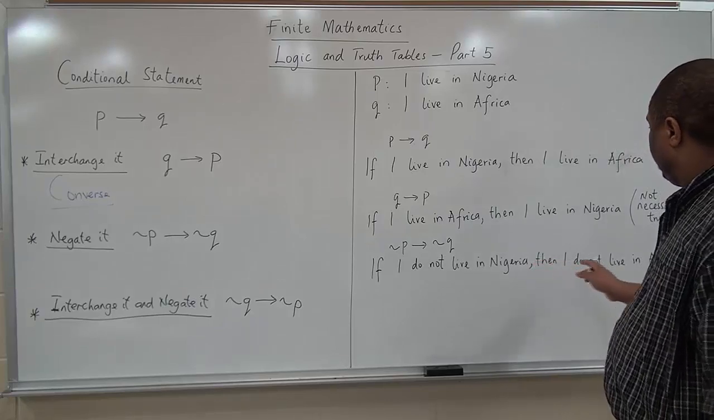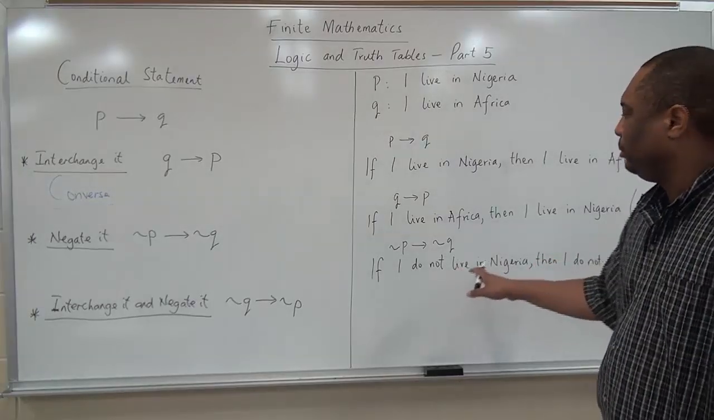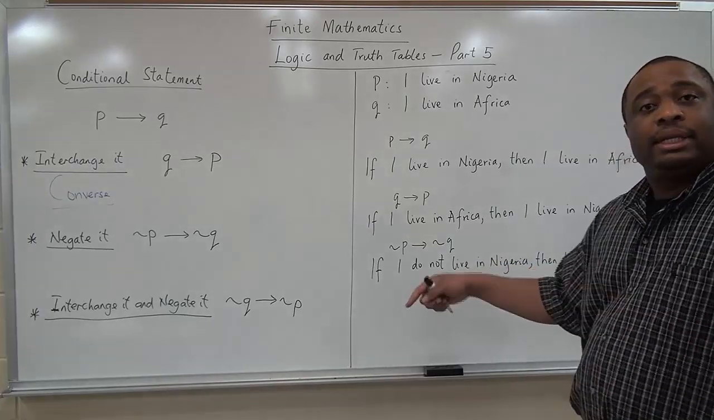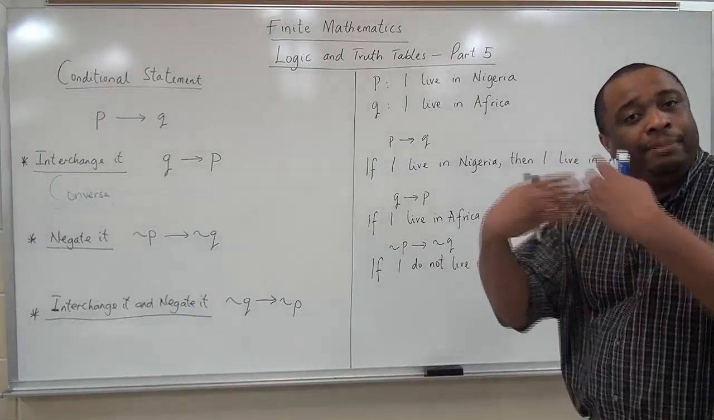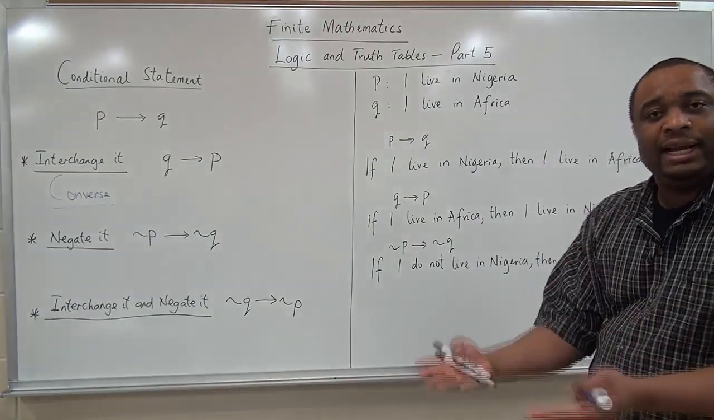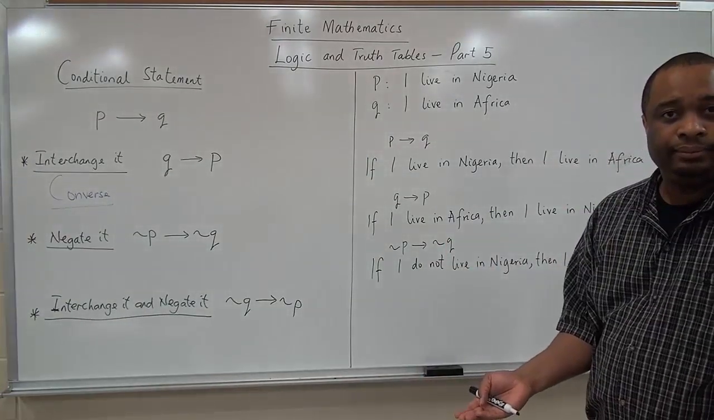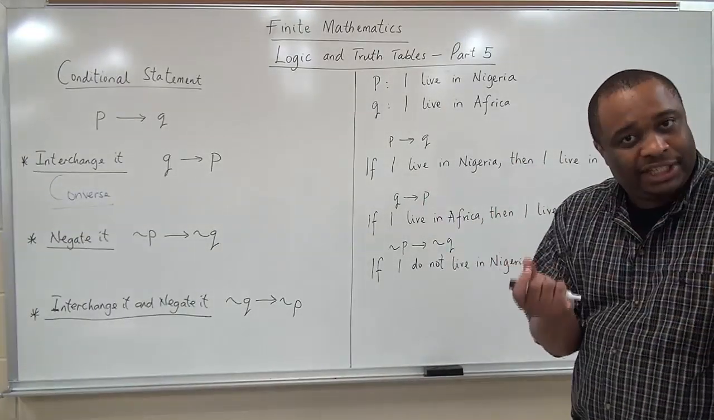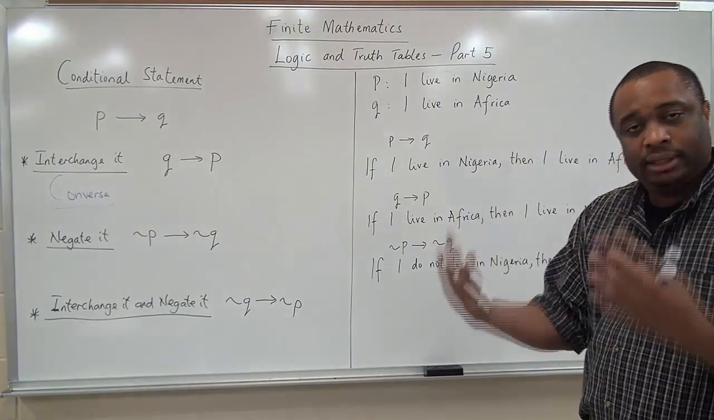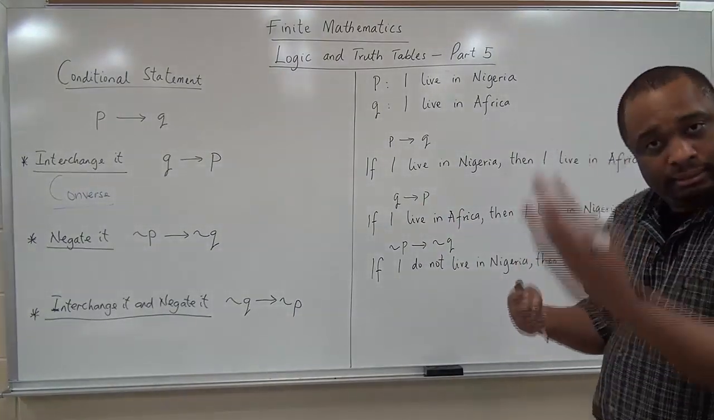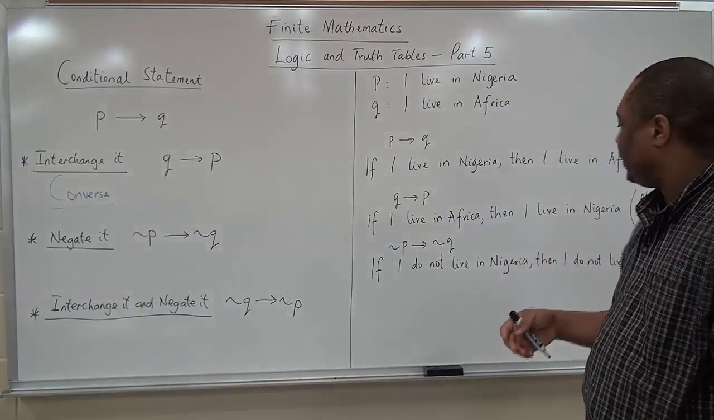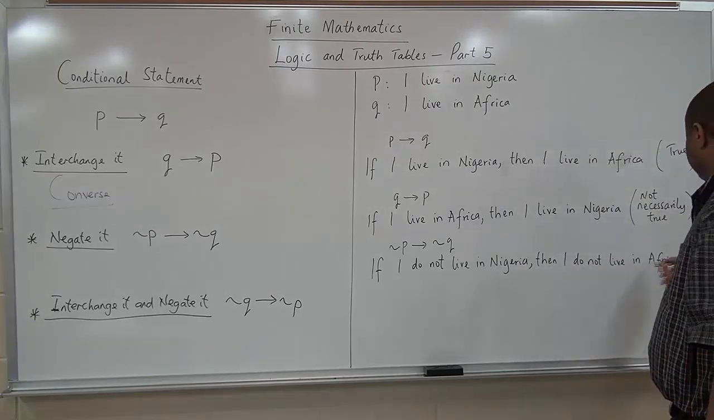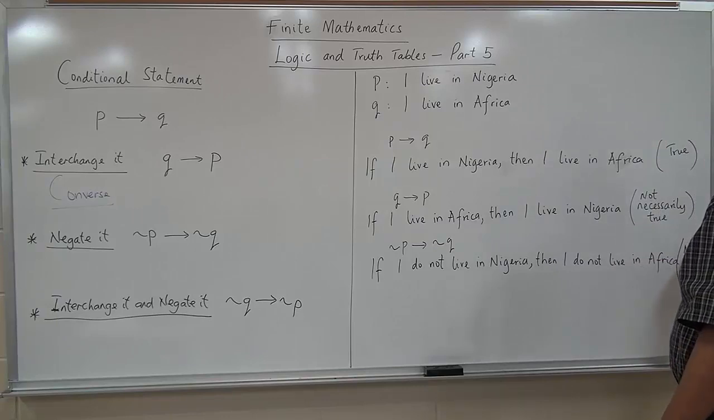Now, if you look at this also, you see that it's not necessarily true. Because if you do not live in Nigeria, you might be living in Ghana, and if you're living in Ghana, that means you're living in Africa. I mean, it's partially true, but not necessarily true. You might live in Benin Republic, it's still in Africa. So this is not necessarily true.